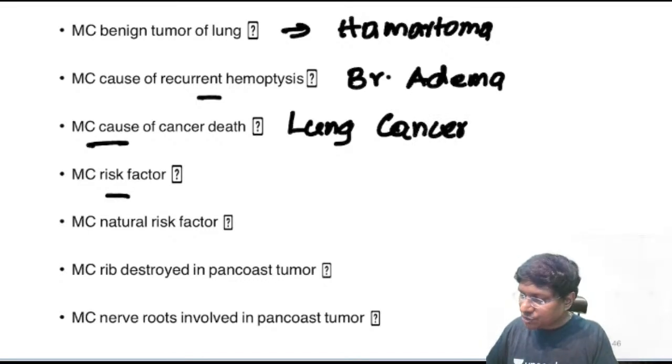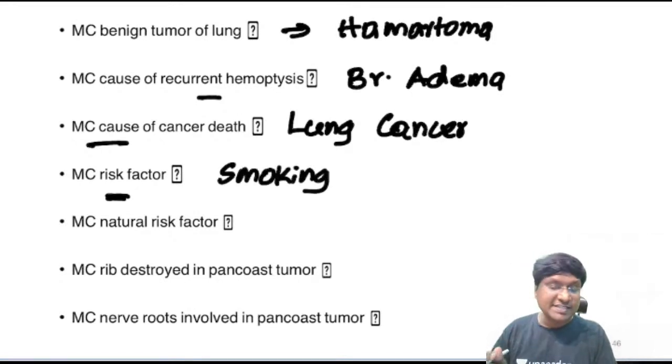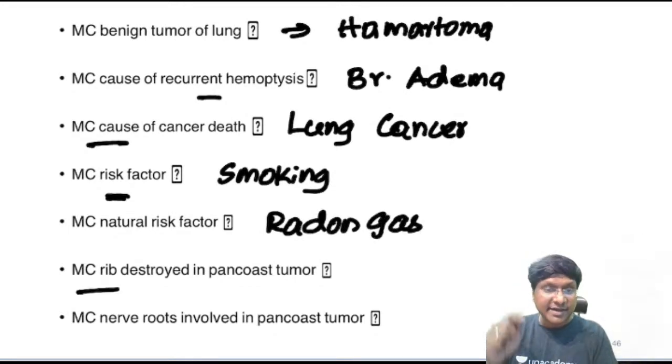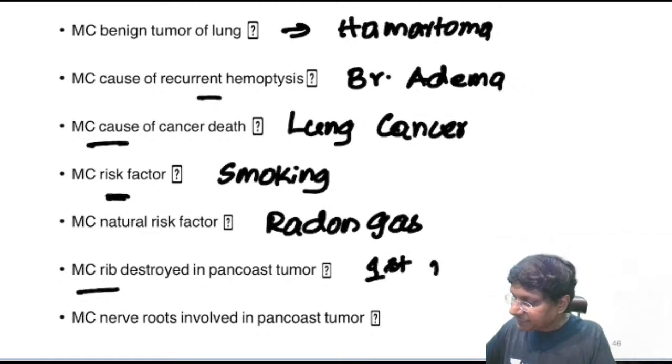What is the most common risk factor for the development of bronchogenic carcinoma? That will be smoking. What is the most common natural risk factor for the development of bronchogenic carcinoma? That will be exposure to radon gas. What is the most commonly destroyed rib in Pancoast tumor? That will be the first rib.